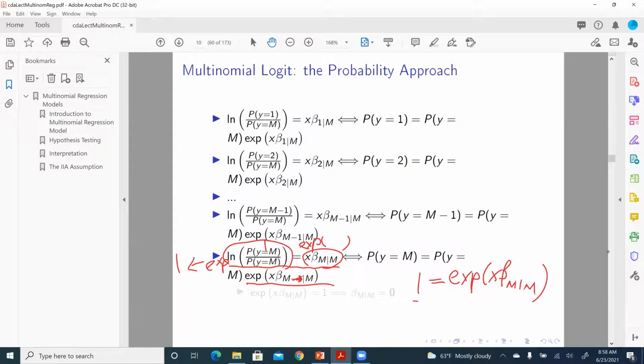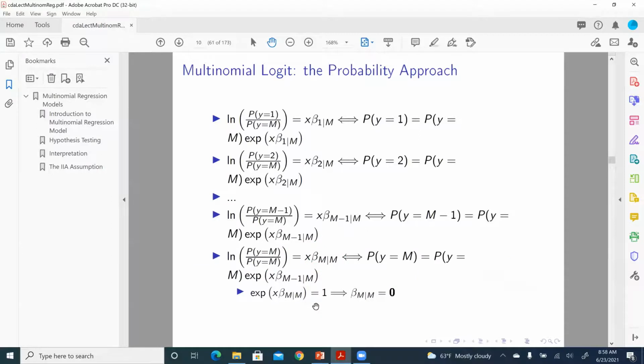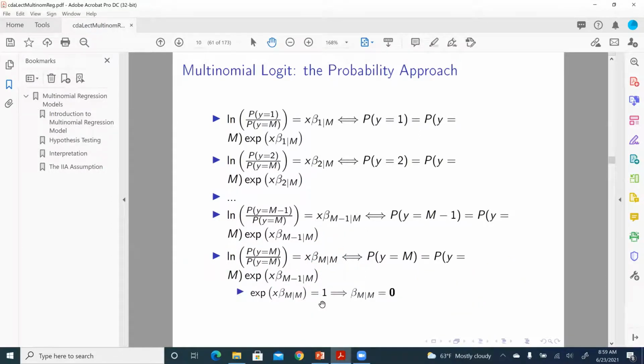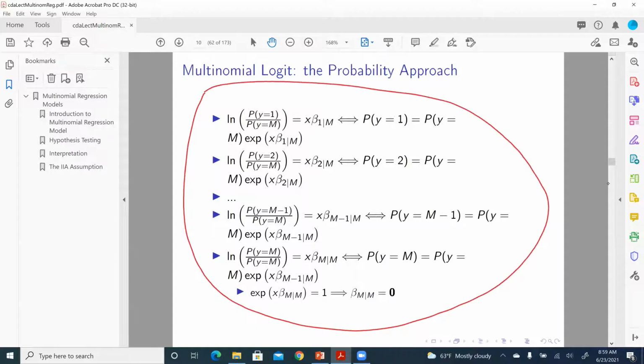So how can these two hold? Well, x varies. So the only possibility is that beta M over M is 0. And that's exactly what we talked about when I covered the conceptual derivation using the probability approach. So you have to memorize the results because we're going to move to the next slide.